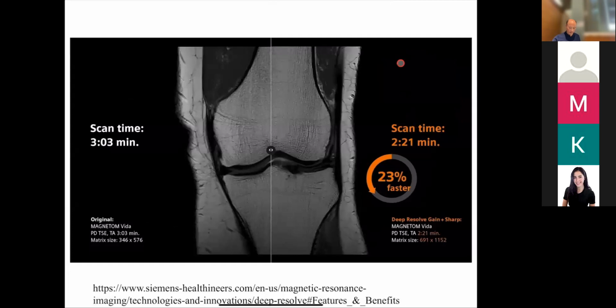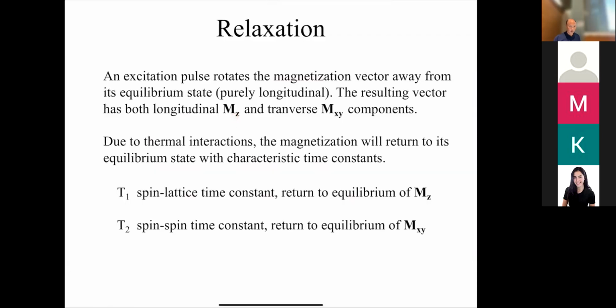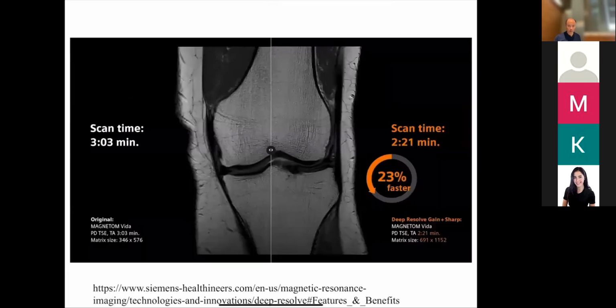And here they reduce the scan time, and you can see a 23% reduction in scan time, but the image quality is still pretty good. And you can argue that this is even slightly better. You're seeing more detail here than over here. Okay, so that's all we're going to talk about for deep learning.